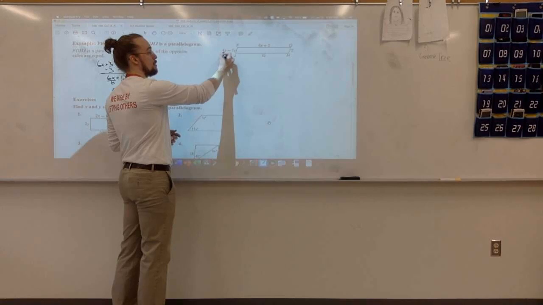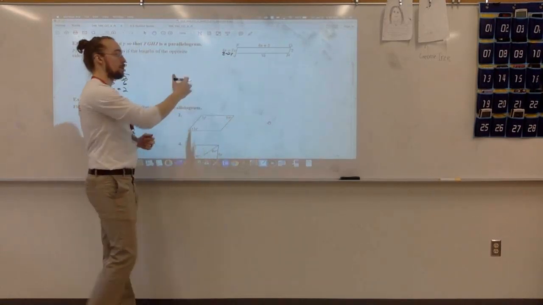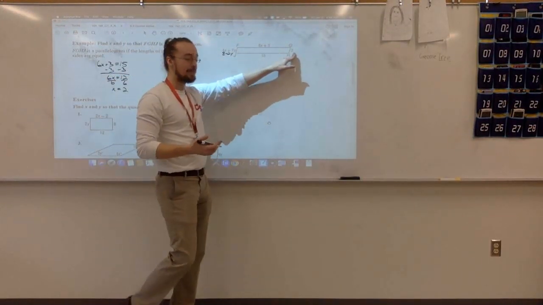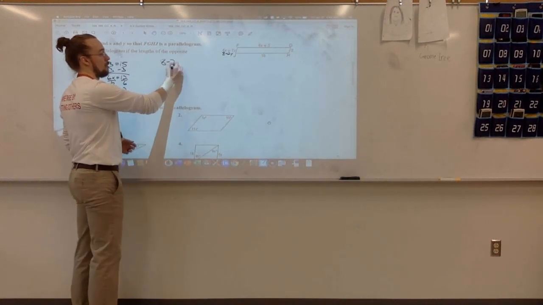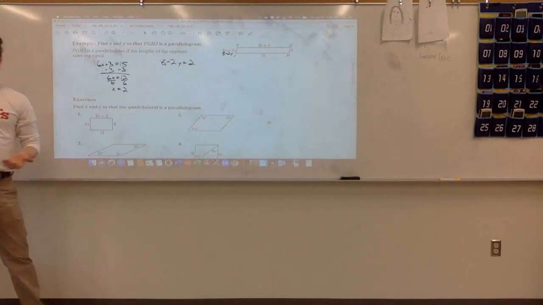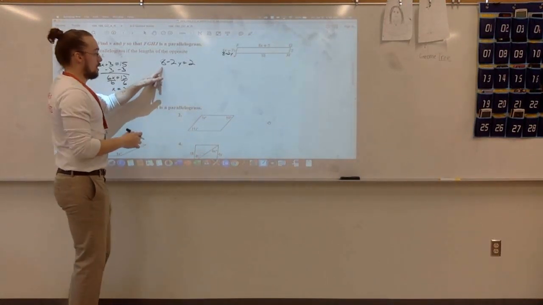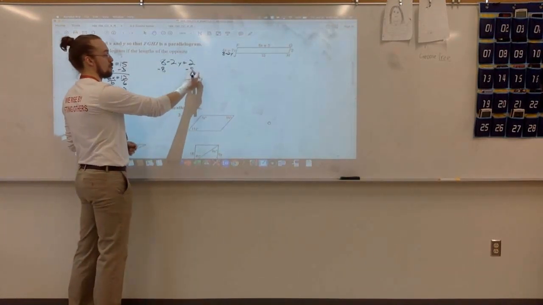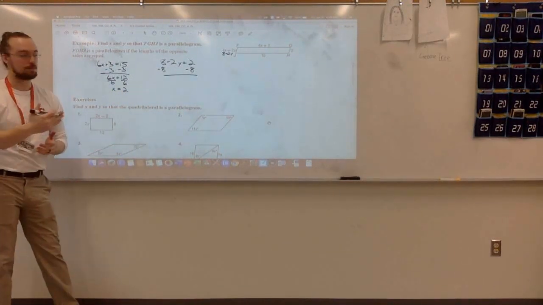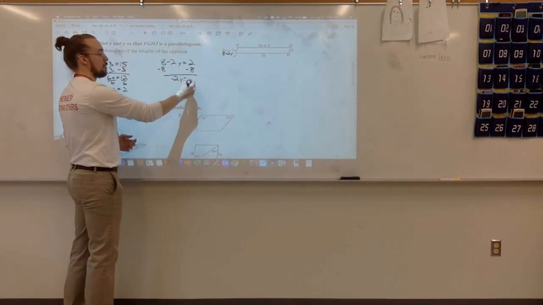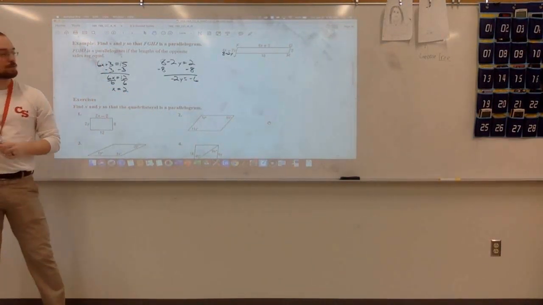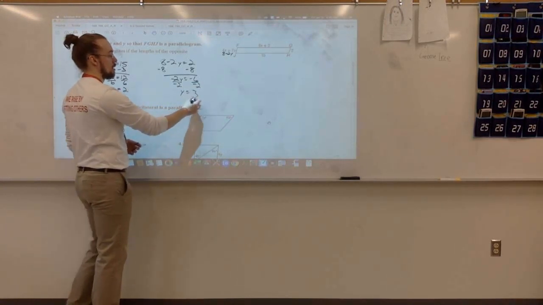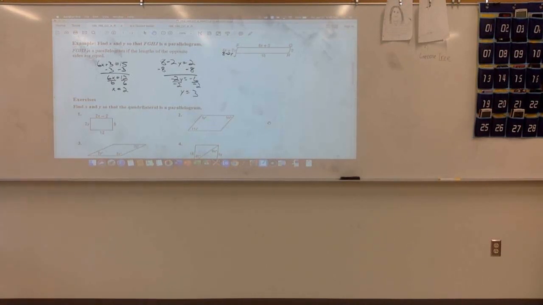So 4 times 2 is 8. So this will become 8 minus 2y. So now I can say 8 minus 2y equals 2. To solve something like this, I already have my y's on the left side, so I want to bring the numbers to the right side. So I'm going to subtract that 8 over. Get negative 2y equals 2 minus 8, which is negative 6. Divide both sides by negative 2. And we would get y equals 3.